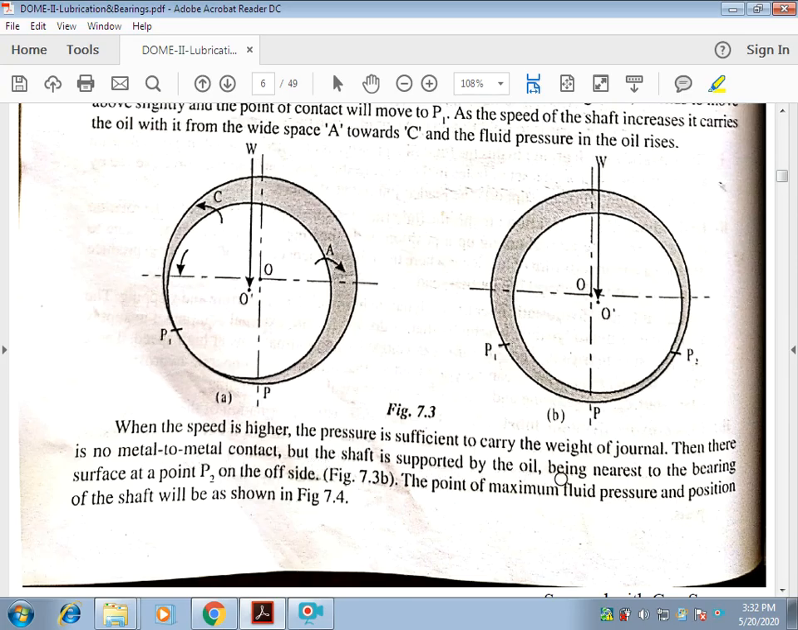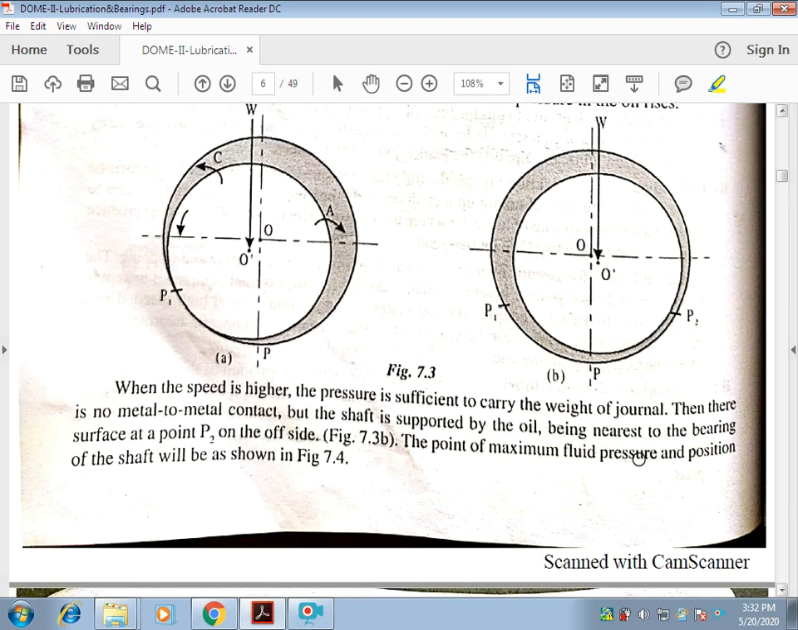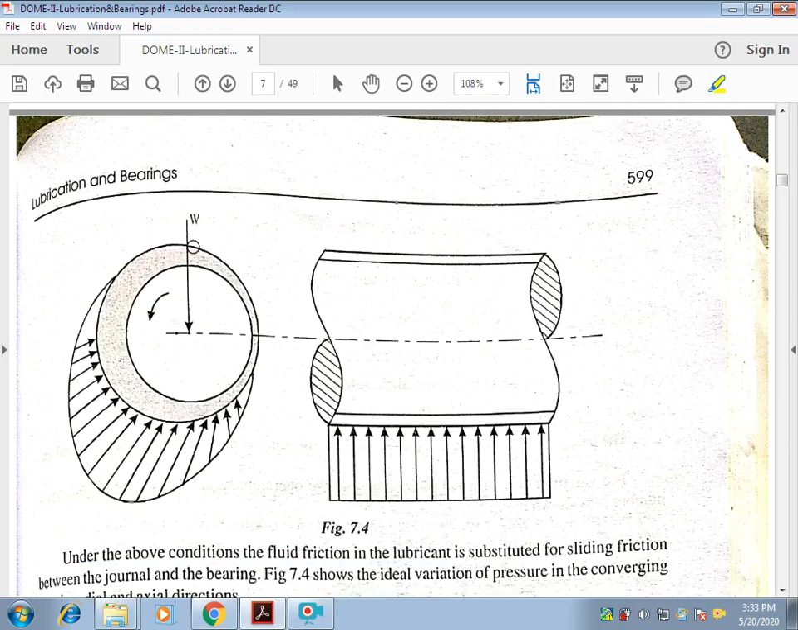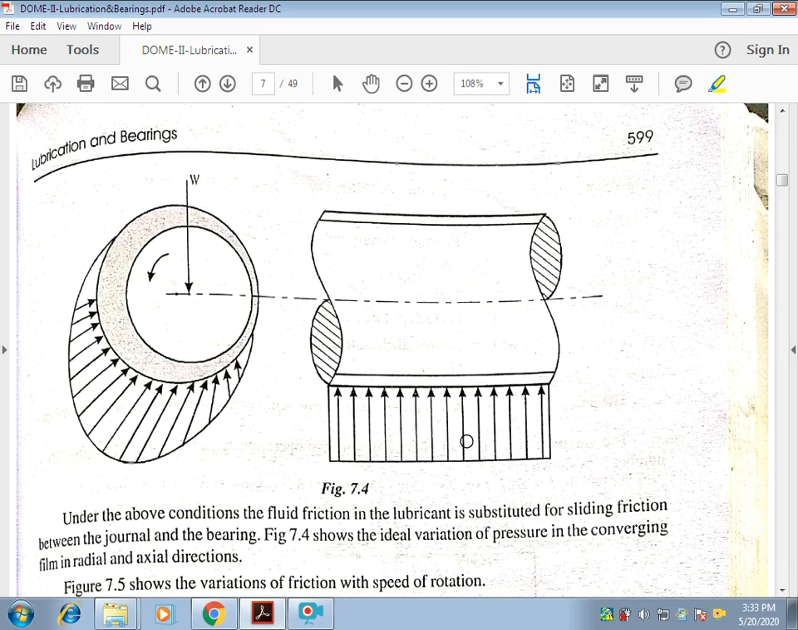The shaft is supported by being nearest to the bearing surface at point P on the outside. The point of maximum fluid pressure and the position of the shaft are shown here. This diagram indicates fluid pressure, and this diagram indicates load. Let's go through this properly.